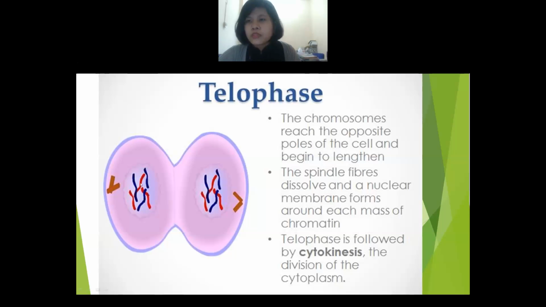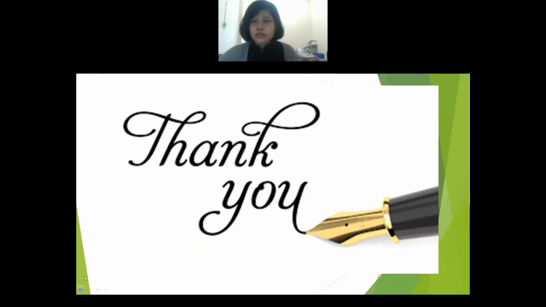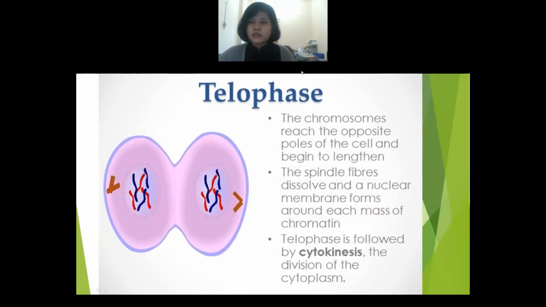Next is telophase. So in the telophase, what will happen? These two chromosomes reach the poles of the cell, and the spindle fibers disappear. It will be followed by cytokinesis, and after that, there will be separation of the cells. Okay, is it clear?